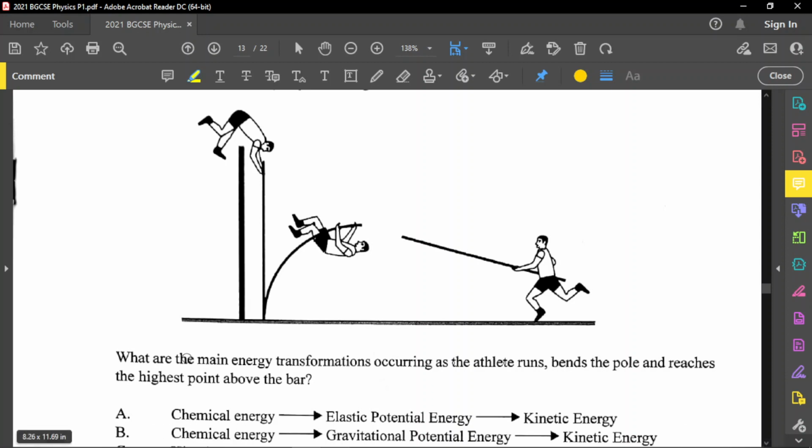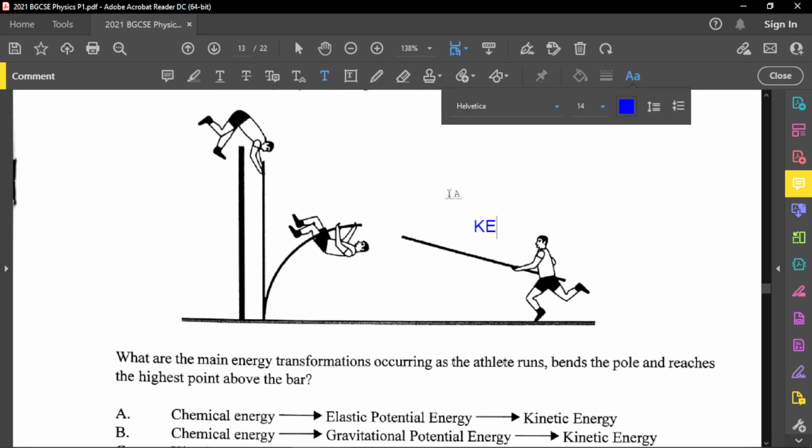And it said, what is the main energy transformation occurring as the athlete runs, bends the pole and reaches the highest point above the bar? So as he's running, you know that he's going to have kinetic energy, right? So we're going to just put them in quickly. Here he's going to have kinetic energy, KE. Right here he has the maximum potential energy.